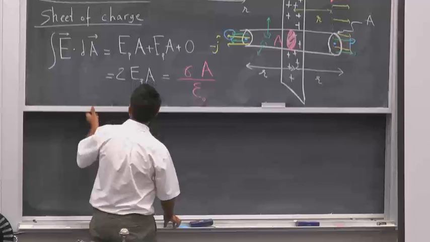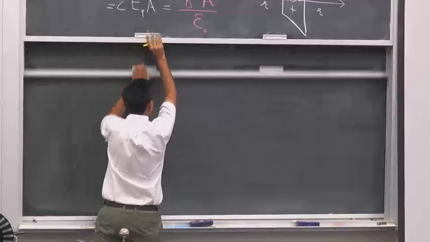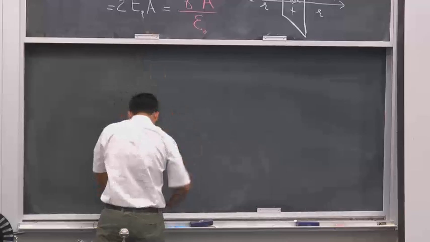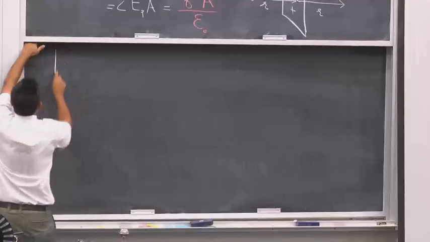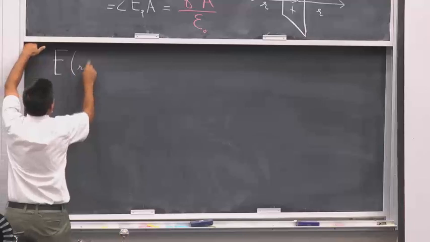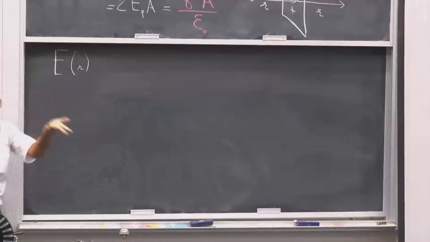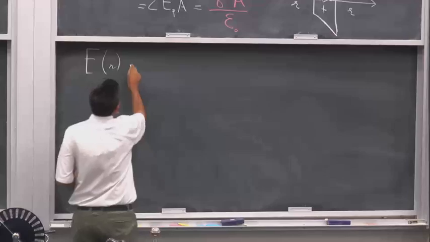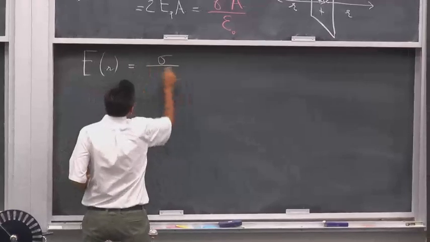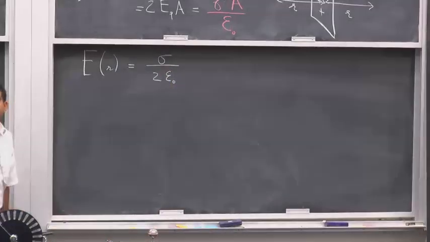So what I observe is that the electric field at a distance r, I mean this is EP, I'm just parameterizing this with an r, the distance from the infinite sheet, is simply sigma over 2 epsilon naught. This is the magnitude of the electric field.